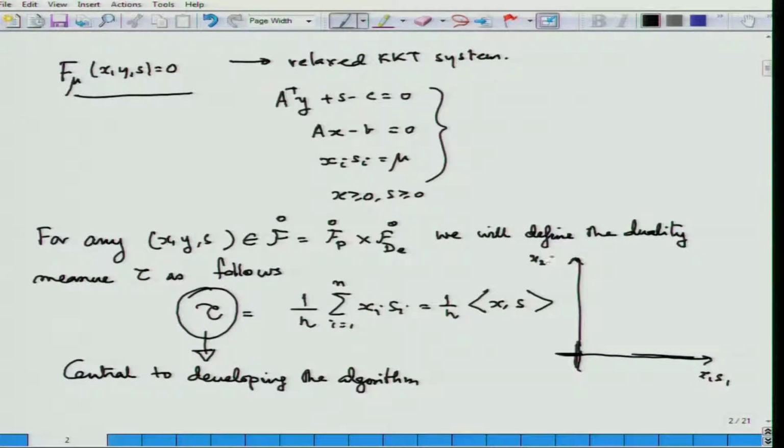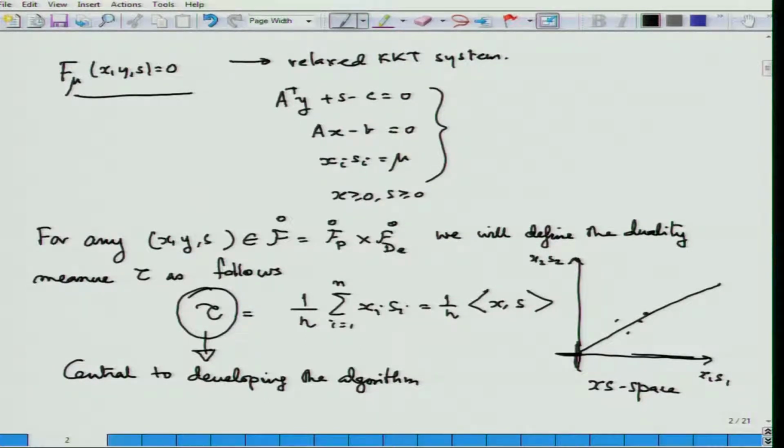X1 S1, X2 S2. Now, any point on the central path would be projected back on this path in the XS space. So, unless the point x1, s1 or x2, s2, x3, s3, whatever, that x and s, lie on the central path, xs will not be equal to mu. So, the xs point will not be on this straight line. It is somewhere maybe here, maybe here, maybe here.